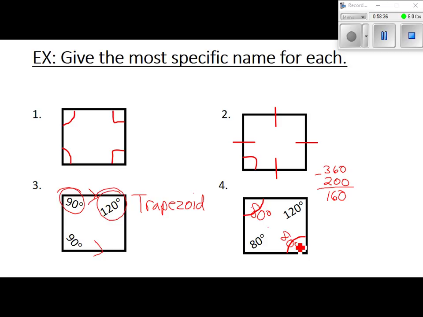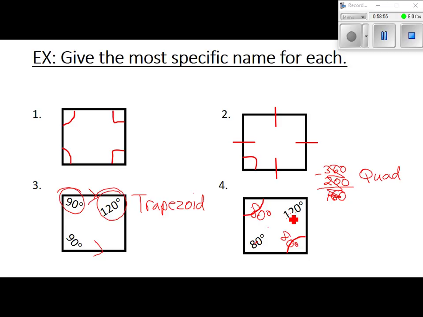We check through our stuff. We know it's a quadrilateral because it's got 4 sides. We check, see if it's a parallelogram. To be a parallelogram, both pairs of opposite angles have to be congruent. Well, these 2 are congruent, but these 2 are not. So it's not a parallelogram.